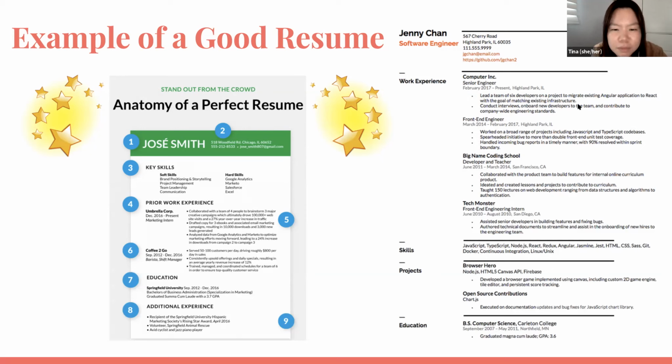Sorry. Looks like we have another question, Tina. Will you be able to take it? The resume on the left has a section called additional experience. What's the difference between that and the prior work experience? So I would say work experience is more like a job, while additional experience can be volunteering or something outside of school. So it's not necessarily a work or official role. Or it could be a hobby, or it could be your interest.